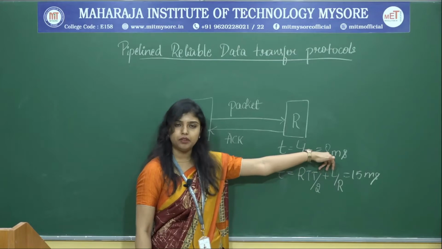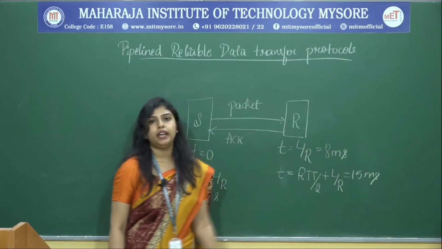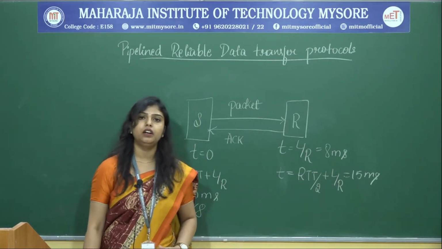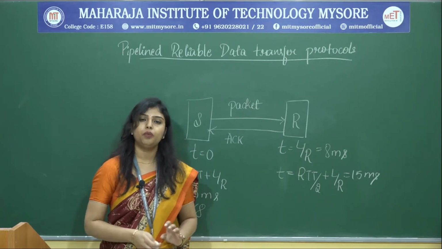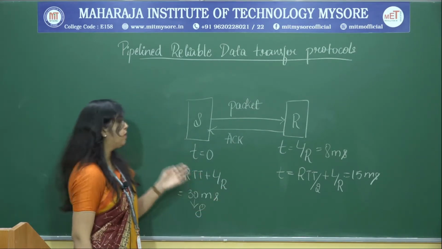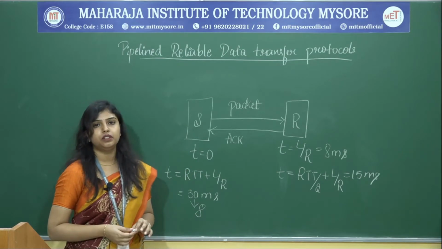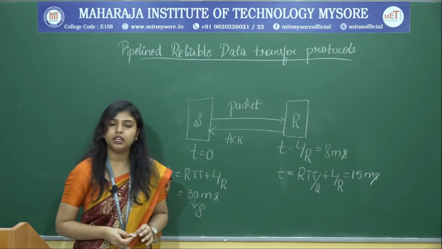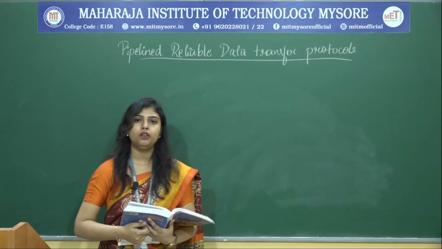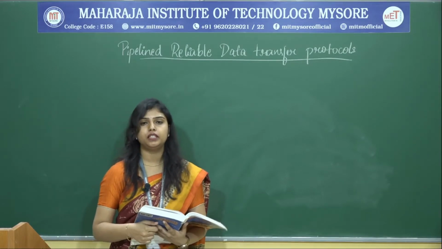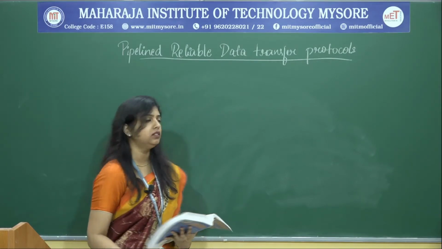The utilization time of a sender is only 8 microseconds, and the remaining time is wasted in waiting. So, this is the major performance issue which we can find in RDT 3.0. Now, let us look at how much utilization of a sender has been done.